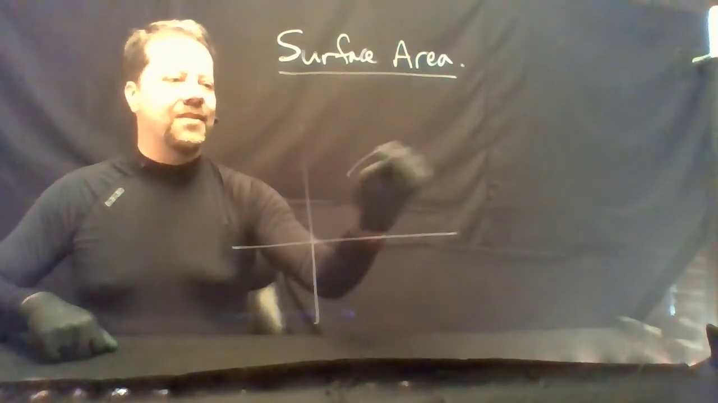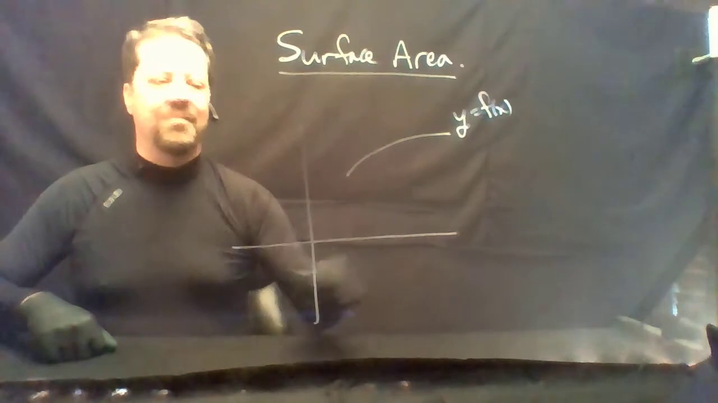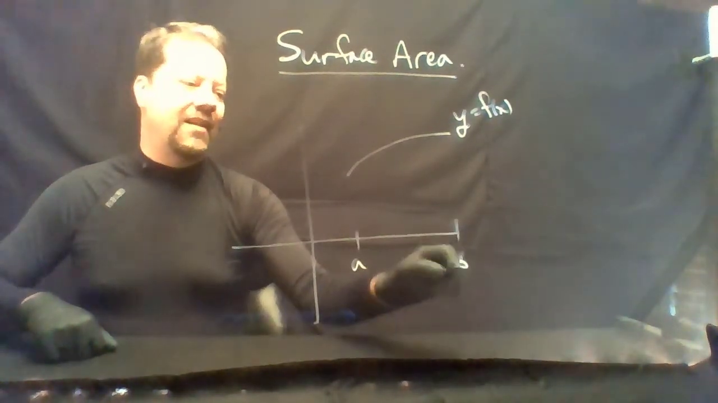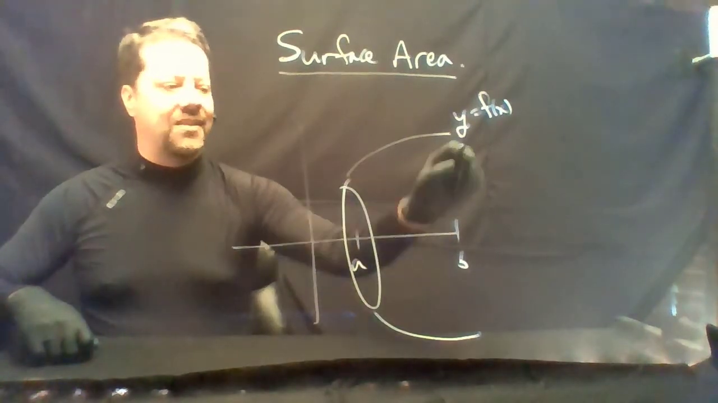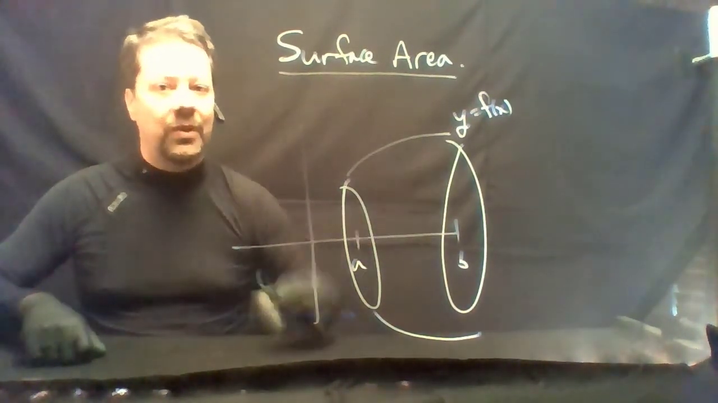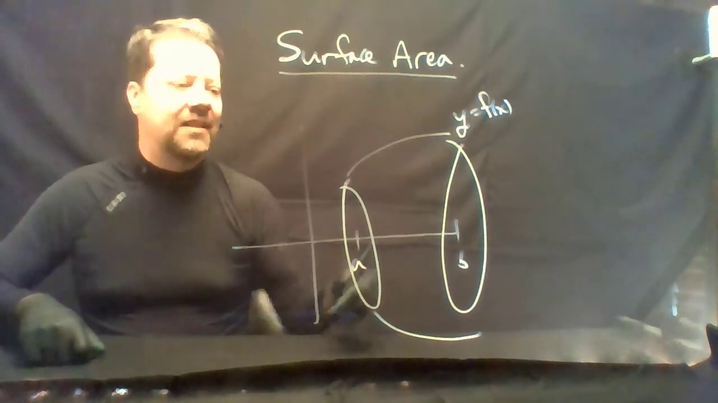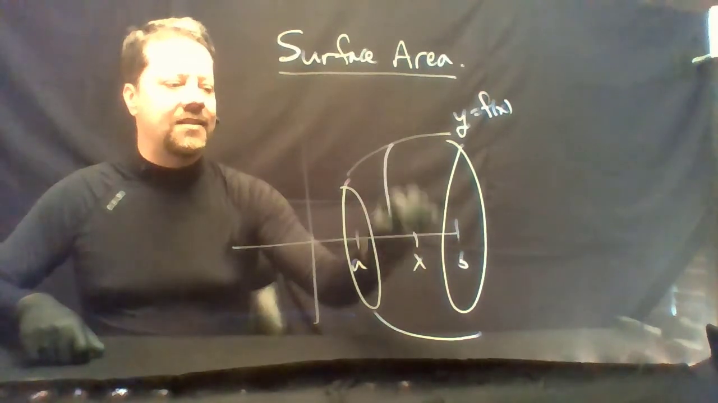Suppose we have some curve, y equals f of x, between a and b. We're going to revolve that about the axis, generating some kind of a hand-shaped surface. We're only looking at the surface this time. We want to calculate the total surface area, so at x we'll take a thin slice.